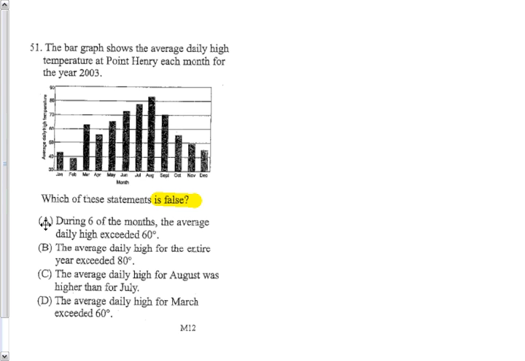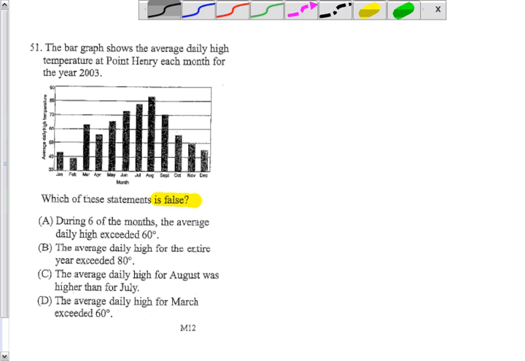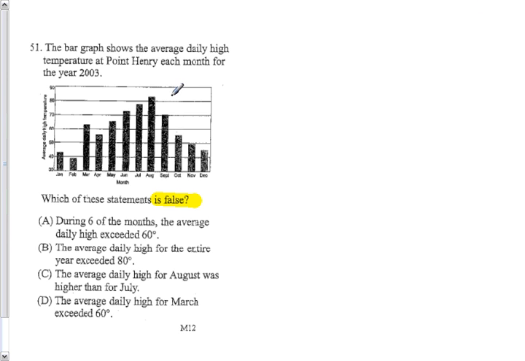Answer choice A. During 6 of the months, the average daily high exceeded 60 degrees. Let's switch to a pen here so we can write on our graph. So 60 degrees is this line here. And so you should draw that line across on your test also. And during 6 of the months, the average exceeded 60. So is that a true or false statement? Let's count them. 1, 2, 3, 4, 5, 6. So during 6 of the months, so that is a true statement. I'll put a little T right here for true.